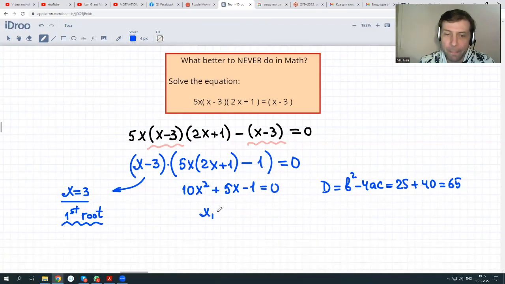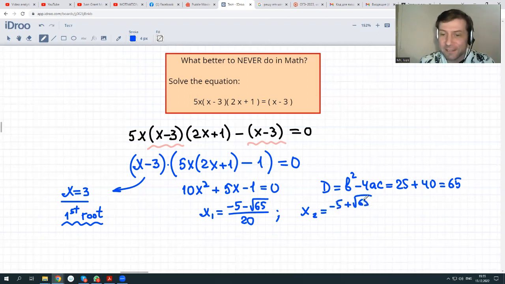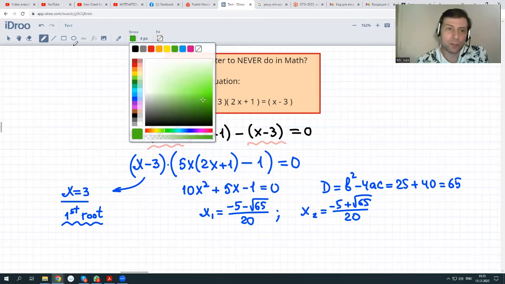So x1 would be equal to negative b minus, meaning negative 5 minus root of 65, I'll keep it like that, divided by 2 times 10, 20. And x2 would be equal to minus 5 plus root 65 over 20. If you're not so familiar with quadratic equations, please do not pay attention to the second part of today's speech, but focus on this very point.